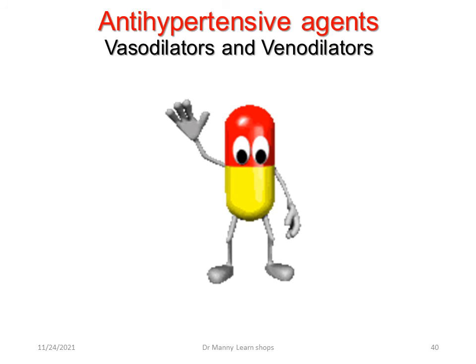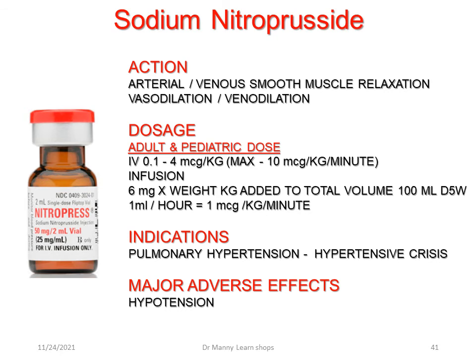Now let's review some of the antihypertensive agents, and these are vasodilators and venodilators. And I've only chosen a few. You can review others as well. But sodium nitroprusside is fairly well known. Its action is as an arterial and a venous smooth muscle dilator. It causes vasodilation, arterioles, venodilation, venules.